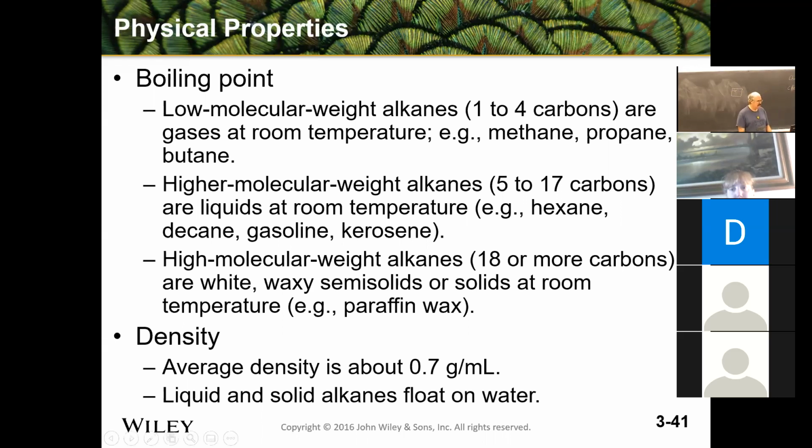Because of the weak interaction between alkane molecules, they have low densities. Water has a density of 1 gram per milliliter. So liquid and solid alkanes will float on water.